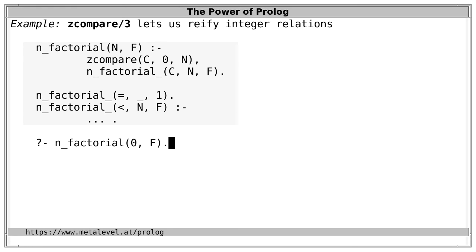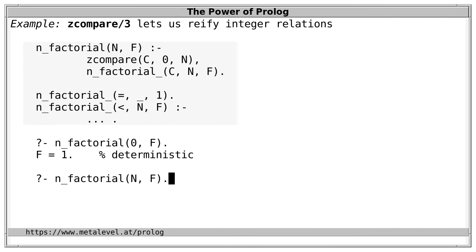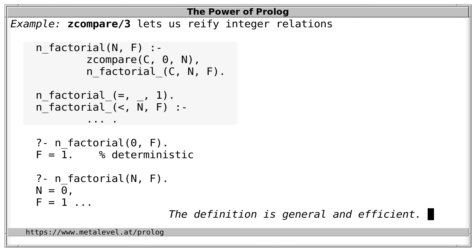And for our example query, argument indexing now detects that only one clause applies, and so it succeeds deterministically, without having created a choice point. And importantly, the predicate is still completely general. So for instance, for the most general query, the first and the second clause apply. And so we get the first solution and also others on backtracking. So again, the definition is general and efficient in that it can be used in all directions and it's deterministic when possible.